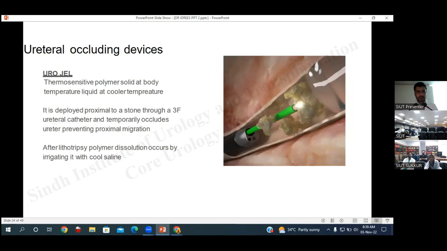And the last ureteral occluding device is Urogel, in which a thermosensitive polymer is used, which is solid at body temperature and liquid at cooler temperature. It is placed proximal to the stone through a 3Fr catheter and temporarily occludes the ureter, preventing proximal migration. After lithotripsy, polymer dissolution occurs by irrigation with cold saline.